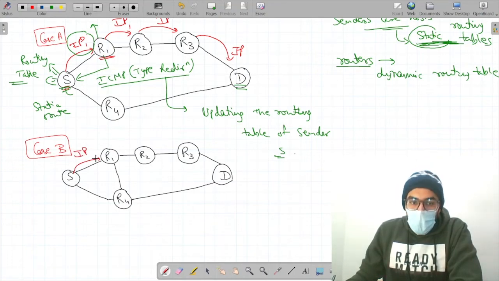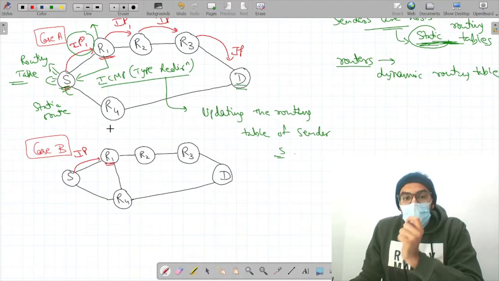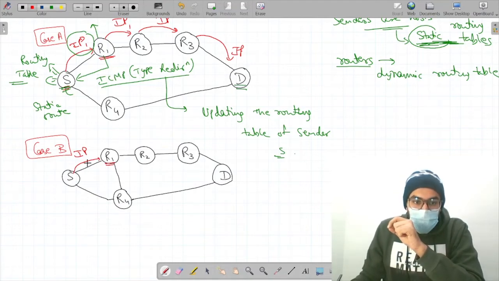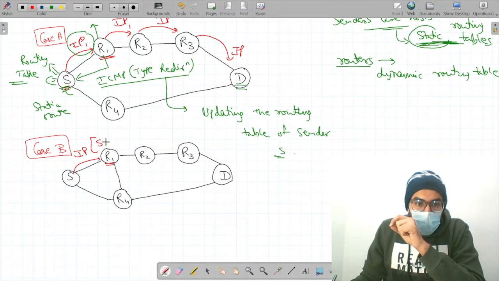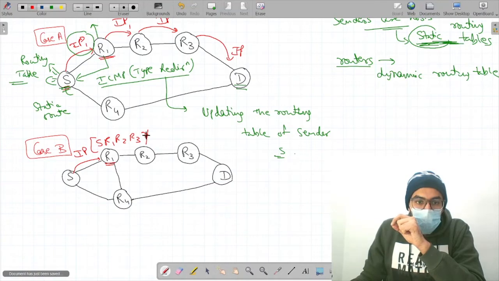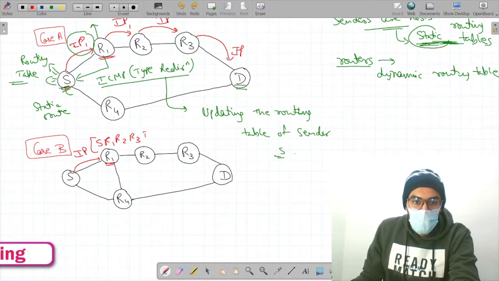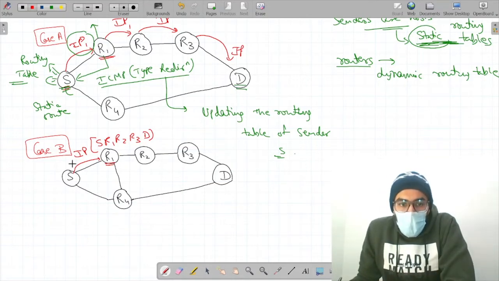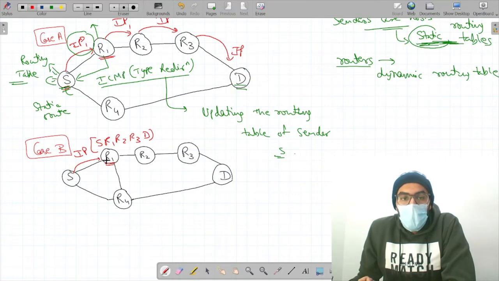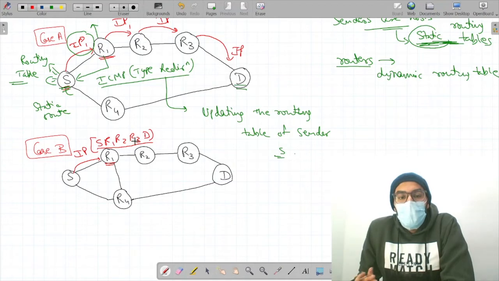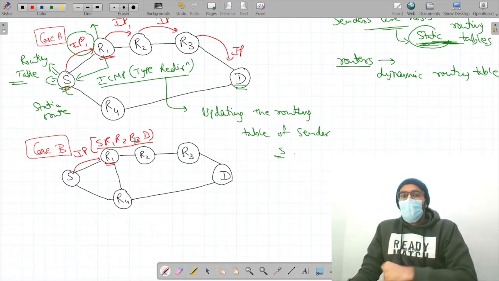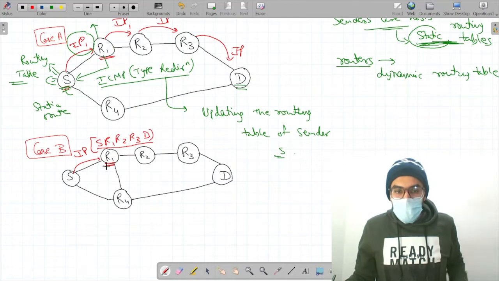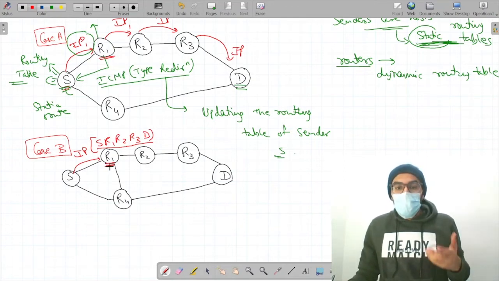The moment this IP packet reaches R1, although it is going to forward it, the sender S had sent the route as S, R1, R2, R3 and D. This was a route that was given by the sender S to send the packet to the destination D. Now, the moment this packet IP reaches router R1 and it sees that the sender has written this static route in the packet, it checks its routing table and finds that there could be a better route to send the IP packet.